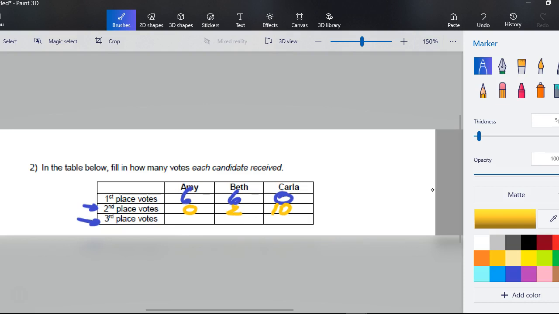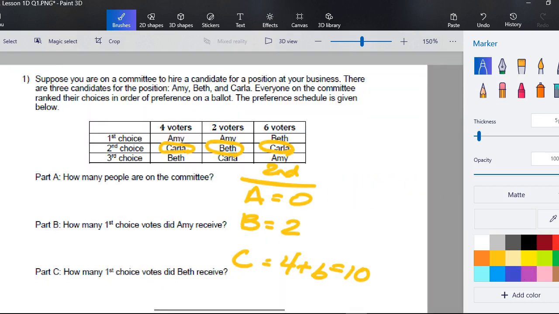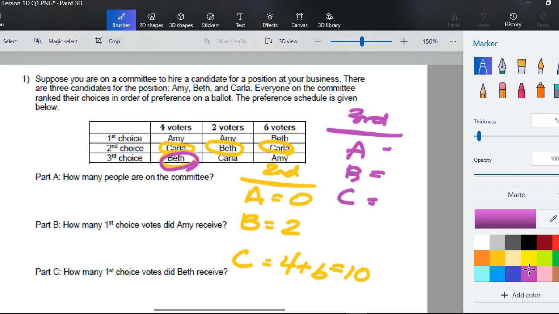Let's go back to the preference schedule and finish up for third place votes. So looking at the chart, and I'm still in the same color, looking at the chart, we're going for third place. And so in third place, we have Amy, Beth, and Carla. And Beth has 4, Carla has 2, and Amy has 6. So let's go transfer our 6, 4, 2 over to the chart.